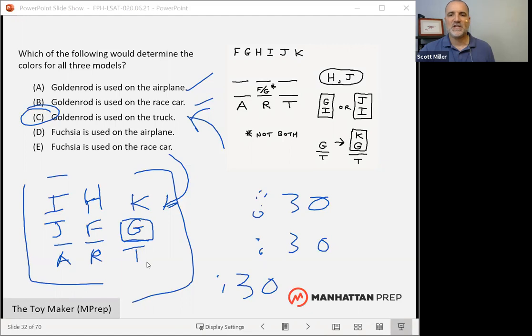What happens when G is in T? And then what rules are triggered by that? Add that to your diagram. Okay, now what other rules are being triggered? What else must be true? Add that to your diagram. What other rules are being triggered? And you just go back and forth until you have as much information on the diagram as you can get, and then answer the question.